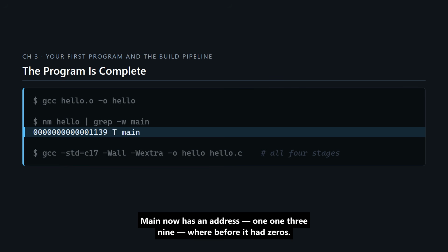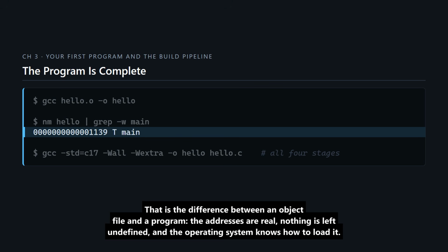Link the object file, then look at the symbols again. Main now has an address, 1139, where before it had zeros. That is the difference between an object file and a program. The addresses are real, nothing is left undefined, and the operating system knows how to load it.